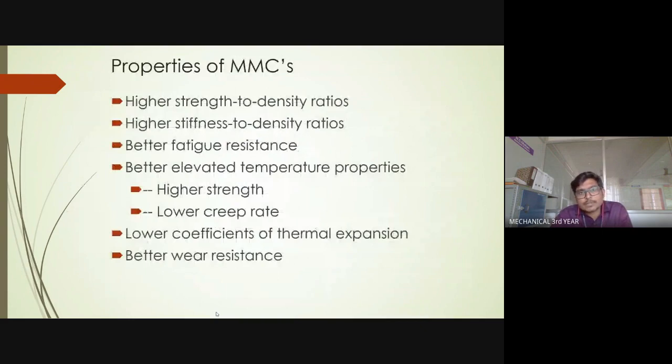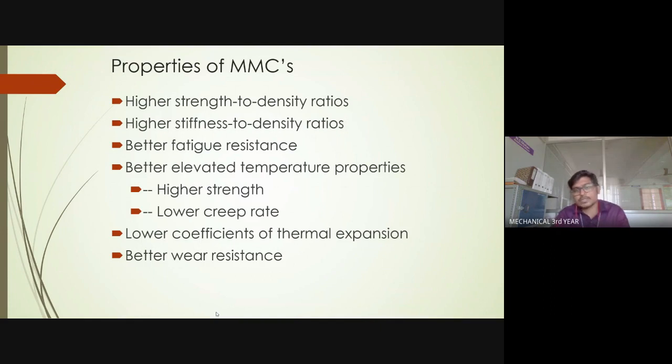The next thing is the properties of MMCs. MMC is nothing but metal matrix composites. Let us discuss the various properties available in a metal matrix composite. The first is a high strength to density ratio, so it provides high strength when compared with density. Density is the packing of the individual atoms, and it provides better strength. Next, we have higher stiffness to density ratios. It provides great stiffness and also better fatigue resistance.